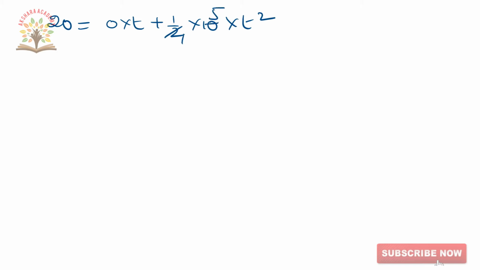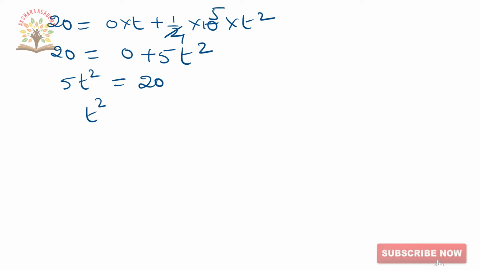Two fives cancel, and 20 is equal to 0 into t, 0 plus 5t square. Nothing but 0 plus 5t square, nothing but 5t square. 5t square is equal to 20, and t square is equal to 20 by 5. 5 ones are 5, 5 fours are 20. So t square is equal to 4, and we are cancelling. T square is equal to 4, nothing but t is equal to square root of 4. So t is equal to root 4, how much? 2. So the time is equal to 2 seconds.